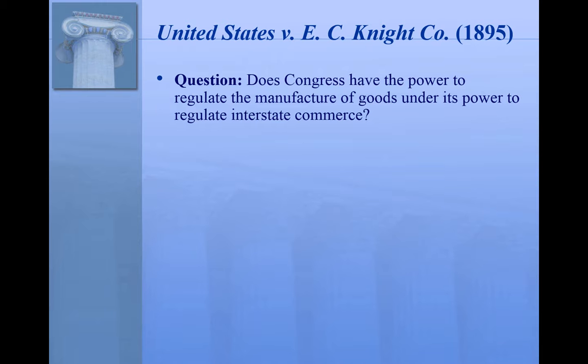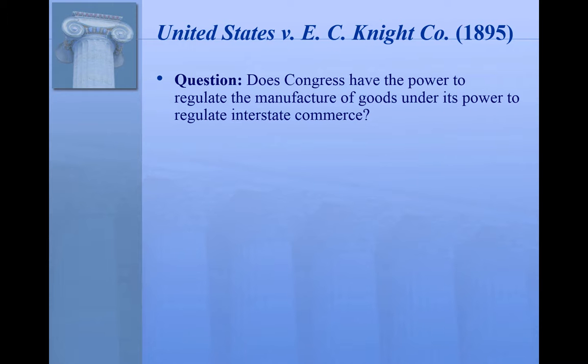Now, a very important case that you should read very closely is United States versus E.C. Knight Company, occurring in 1895. In this case, a company acquired E.C. Knight Company. Now, E.C. Knight Company refined sugar. It wasn't selling sugar to consumers, it was refining sugar. This other company, the American Sugar Refining Company, acquired E.C. Knight Company and several other companies and basically cornered the market on the manufacture, the refinement of sugar. After it acquired E.C. Knight, it owned 95% of the refining capabilities in the United States.